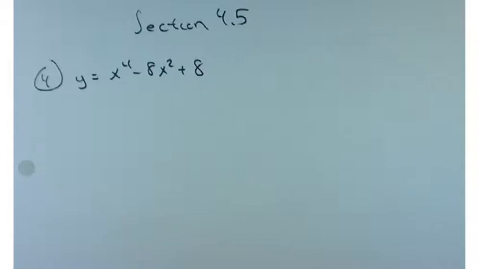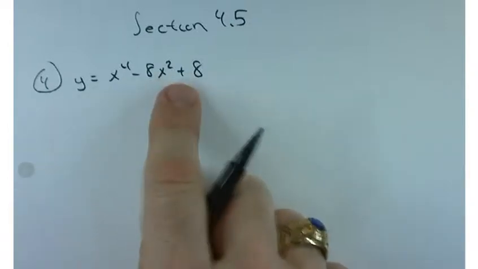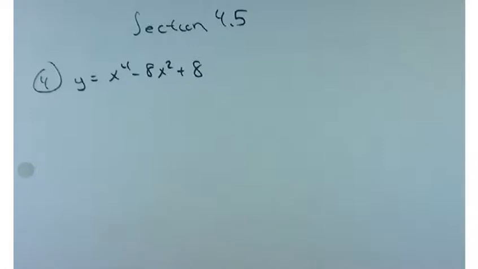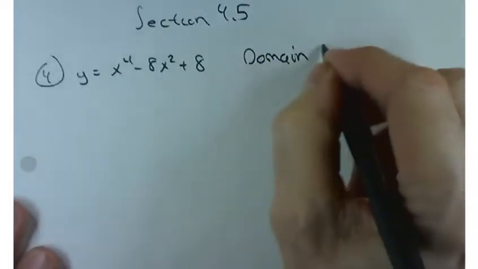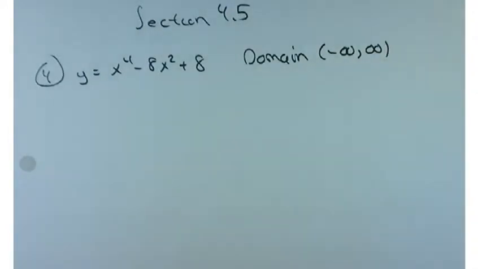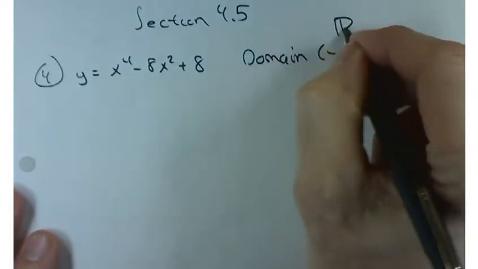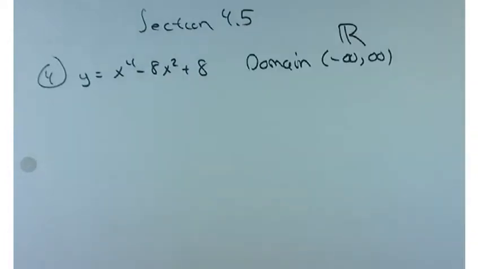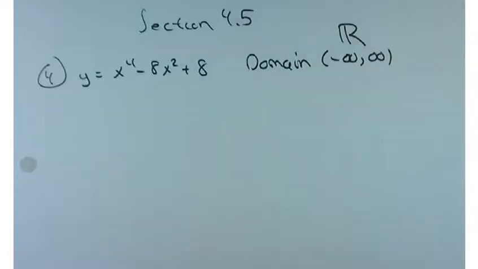So, first thing we'll do is look at the domain of our function. And because it's a nice polynomial function, that means the domain is everything. So the domain is negative infinity to infinity. I like the script R. It's just not notation that I expect everyone to know, but that's actually a nice, cool notation.